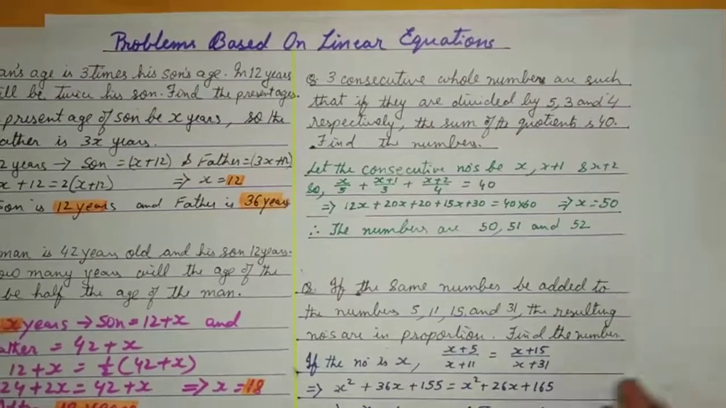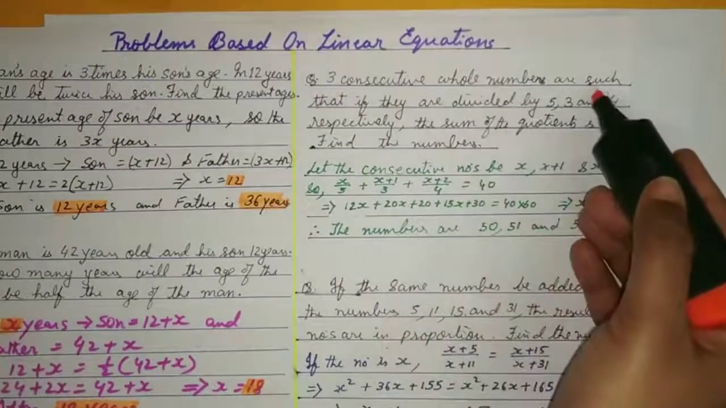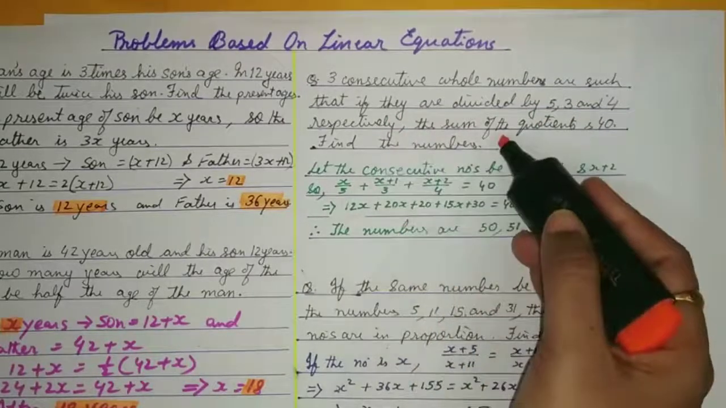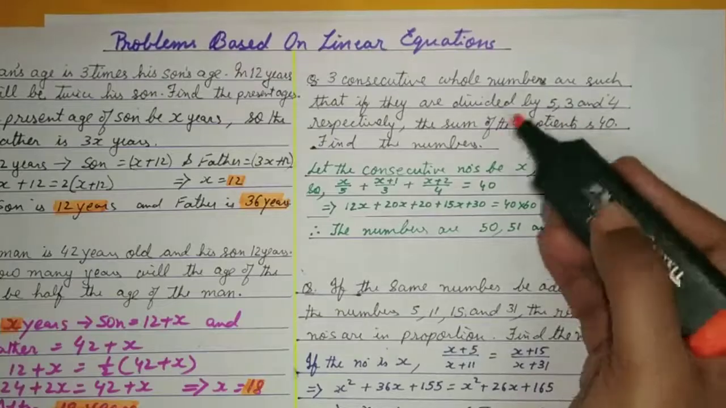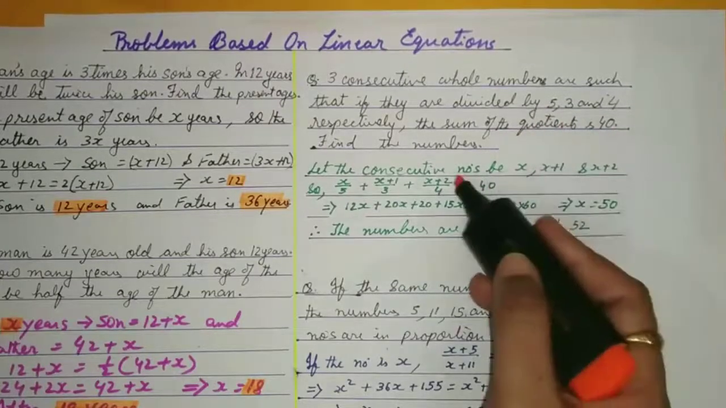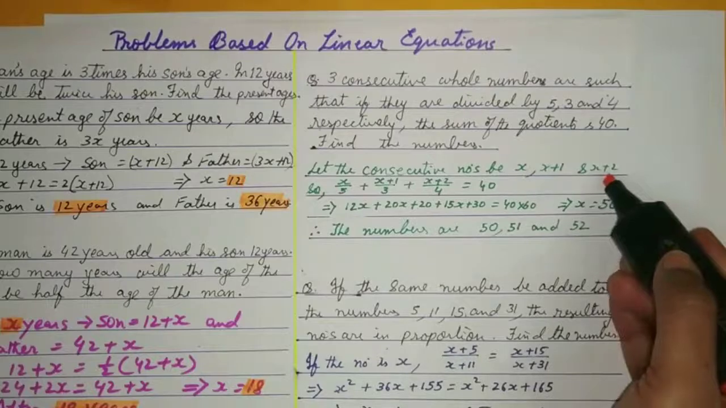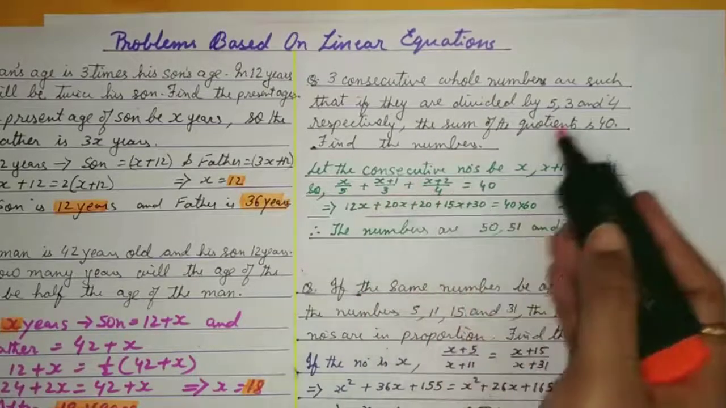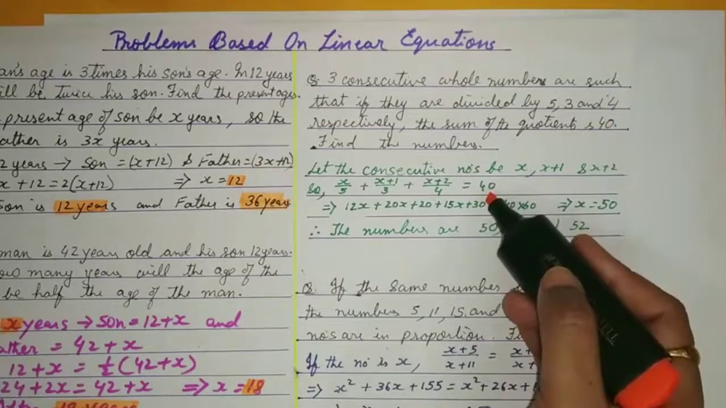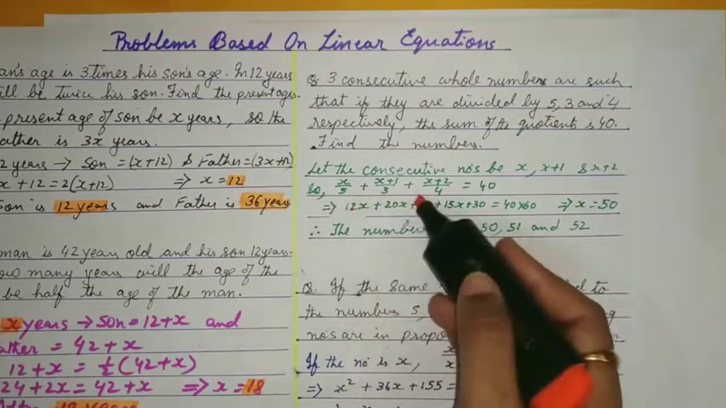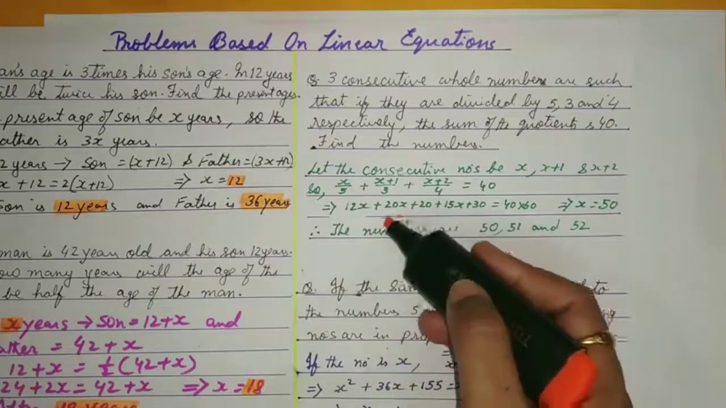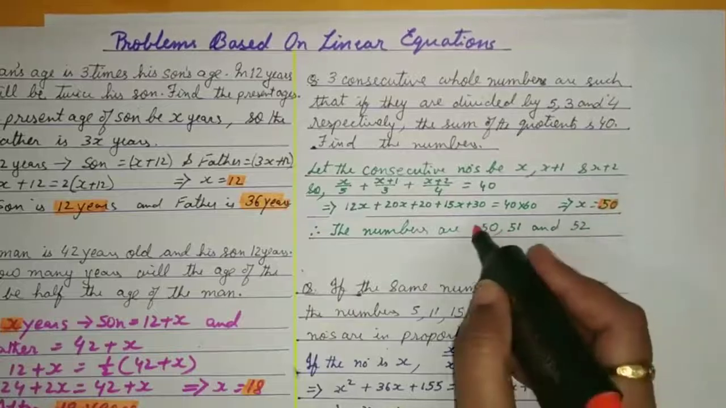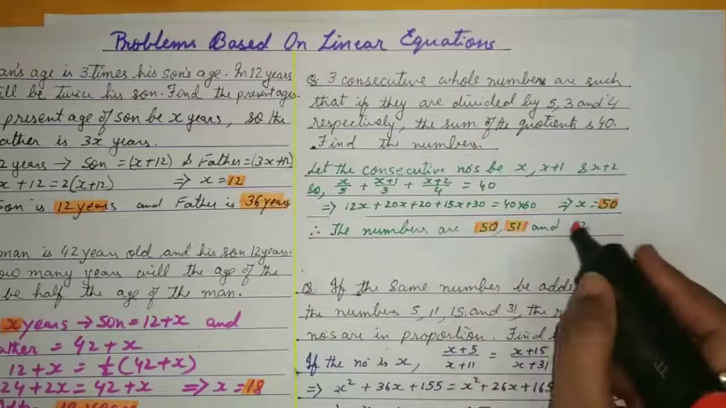Next type. 3 consecutive whole numbers are such that if they are divided by 5, 3 and 4 respectively, the sum of the quotients is 40. Means after dividing, what answer you get is a quotient. So let the numbers be x, x plus 1 and x plus 2. So x by 5 plus x plus 1 by 3 plus x plus 2 by 4, as given in the question, is equal to 40. Find out the LCM. The LCM will be 60. On adding the fractions, cross multiplying, subtracting, finally dividing, you get x as 50. So the numbers are 50, 51 and 52.